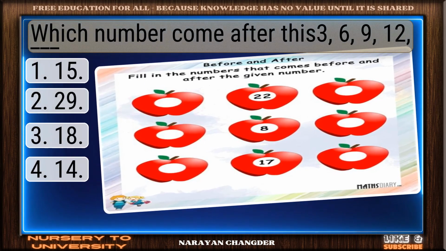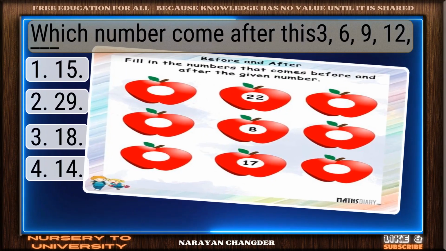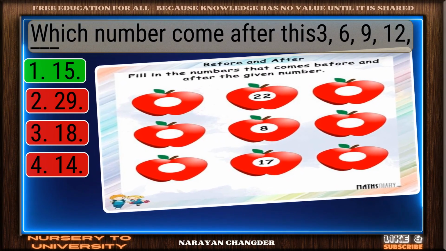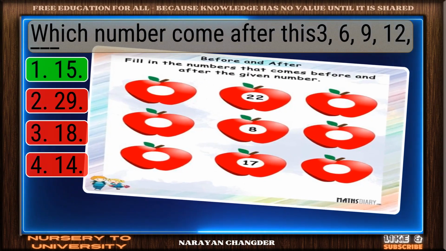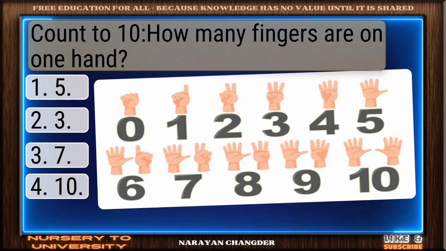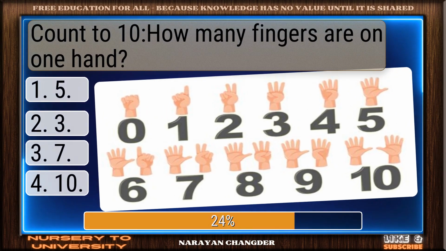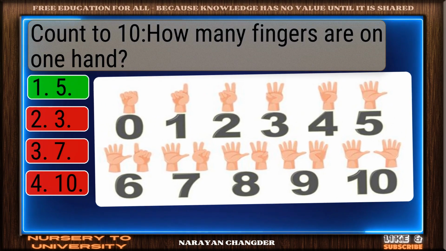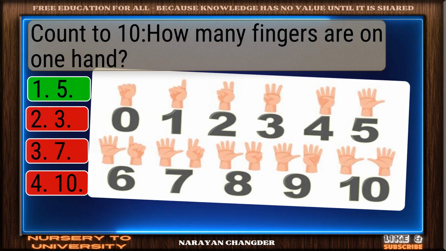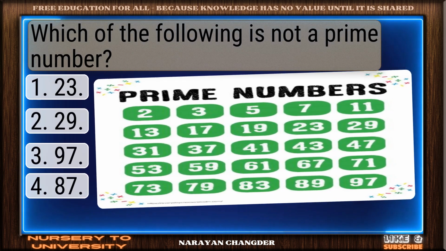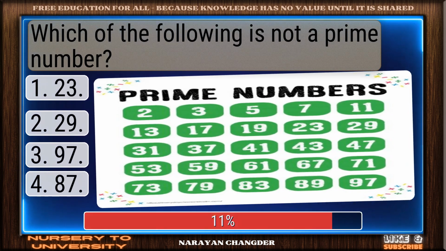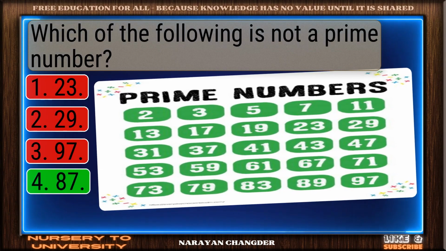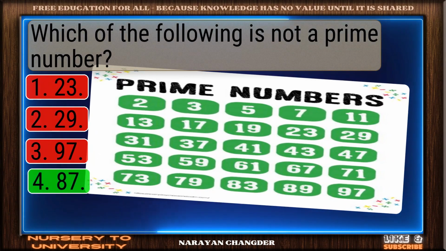Which number comes after this: 3, 6, 9, 12, dash? You got it. Your choice 15 is right. Count to 10. How many fingers are on one hand? Correct response. 5 is the most accurate answer. Which of the following is not a prime number? Smart move. 7 is an accurate answer.